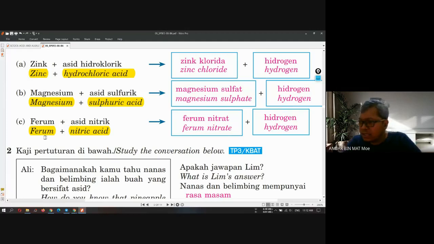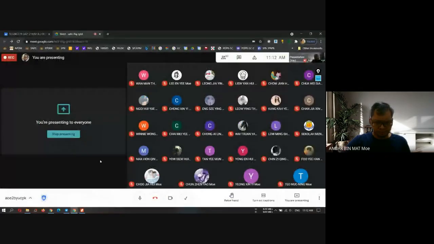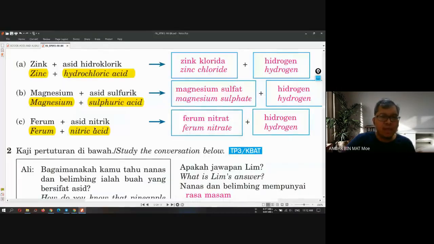Ferrum is the chemical name for what? Anybody? What is the common name for ferrum? Yes, iron, very good. Ferrum is iron. Iron is the common name, and the chemical name we call it ferrum. So this is zinc, and this is magnesium.